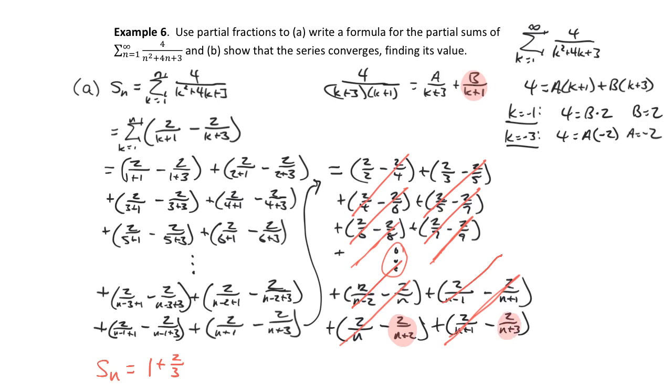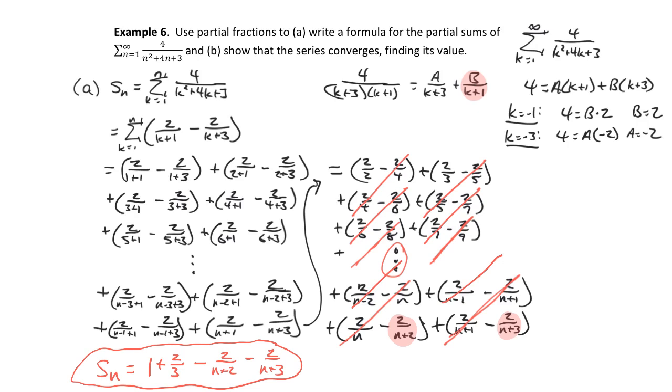And so it becomes minus 2 over n plus 2 minus 2 over n plus 3. That's what the nth partial sum is. So if I really want to, and I don't have any desire to, I could figure out what the 100th partial sum is. It would be 1 plus 2/3 minus 2 over 102 minus 2 over 103. Okay? All right. So that's kind of a nice, very rigorous way of doing this.